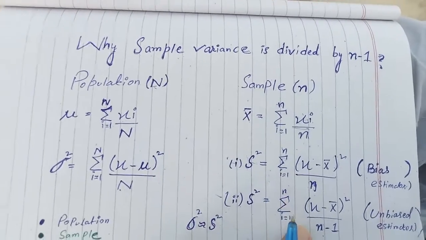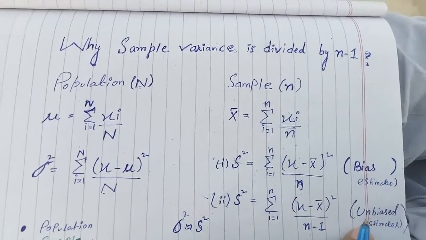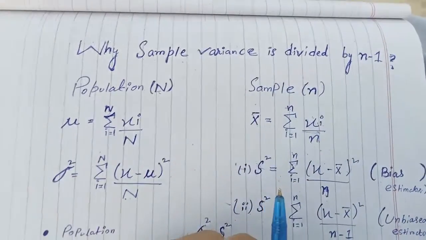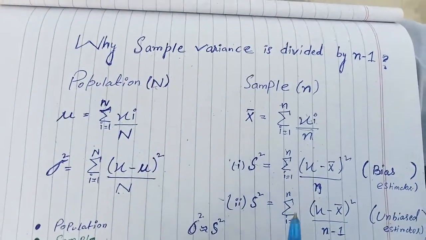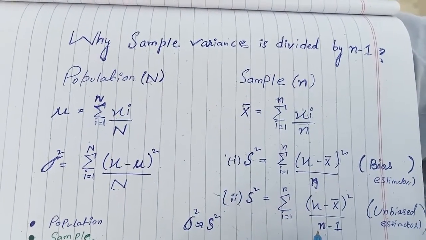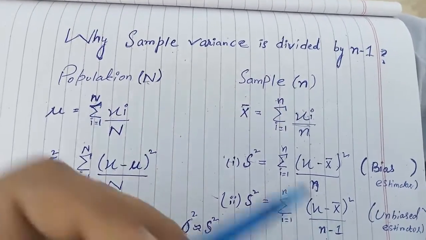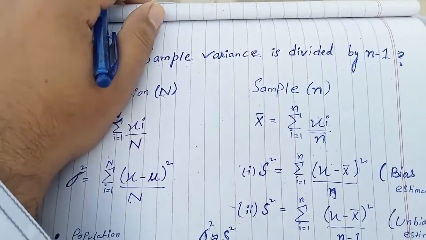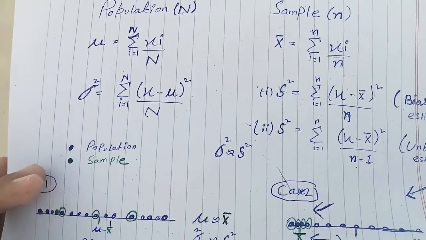So why do we divide by n minus 1, and why do we use this formula, which is known as the unbiased estimator? And why is the other known as the biased estimator? I will tell you in a while. Today's topic is exactly this point: why we divide by n minus 1. Now there are two cases we are going to discuss.